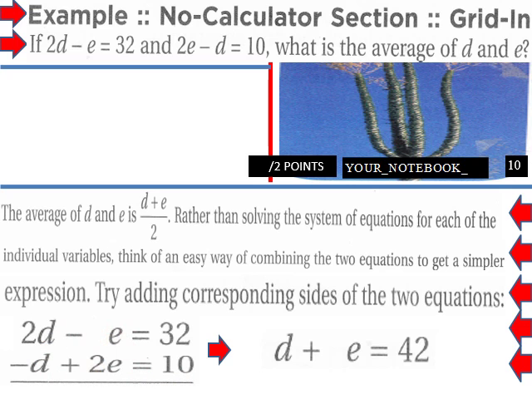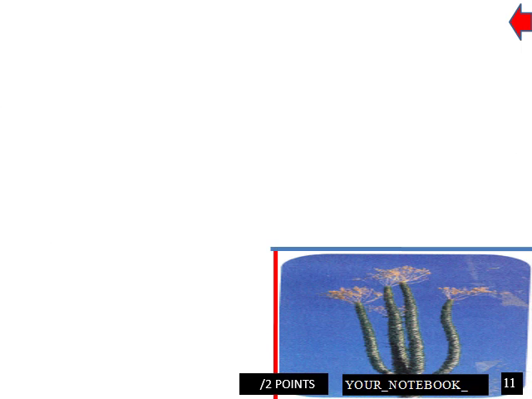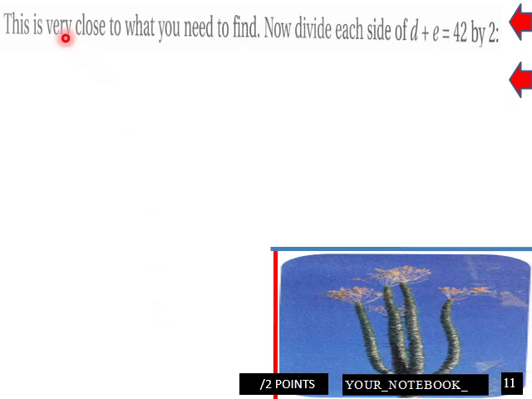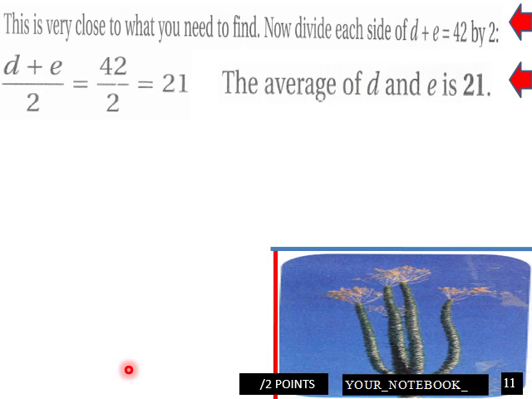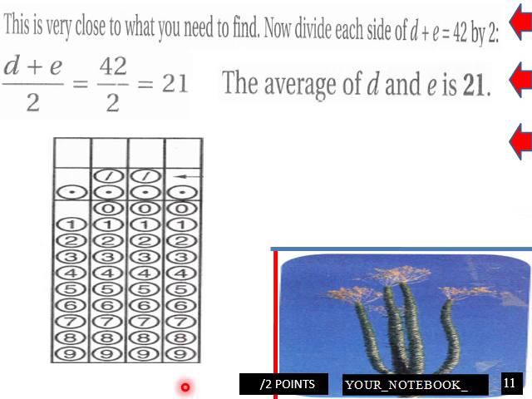We're going to combine these two now. This is very close to what you need to find. Now divide each side of d plus e equals 42 by 2. And the average of d and e is 21. So 21 will be your grid-in on that. Grid in 21.